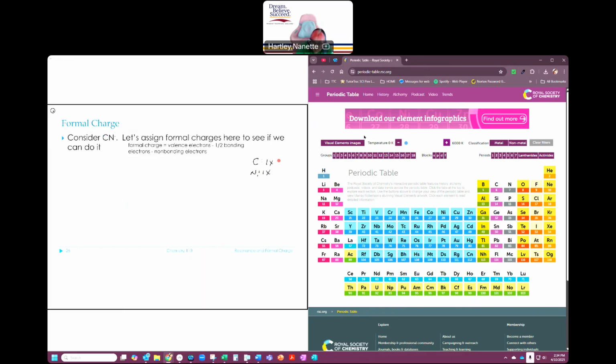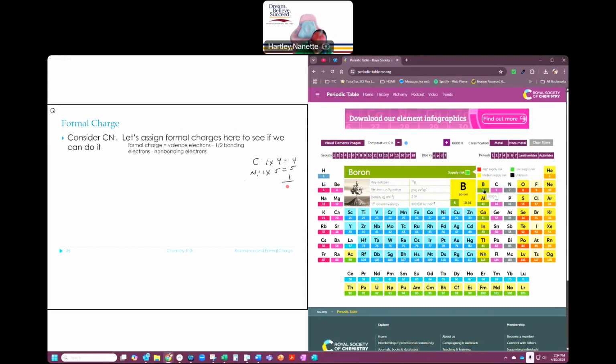Carbon has 4 valence electrons. Again, he is right here, so 1, 2, 3, 4. And then nitrogen's right next to him, so he has 5. And then since it's a minus, we have 1 electron from that charge. So we have a total of 9 electrons from there and 1 for the charge. So there's 10 electrons that we need to distribute.